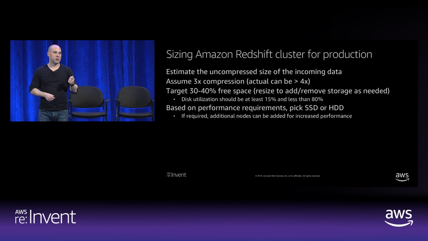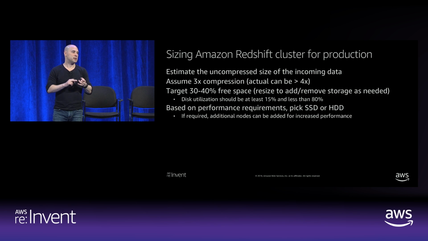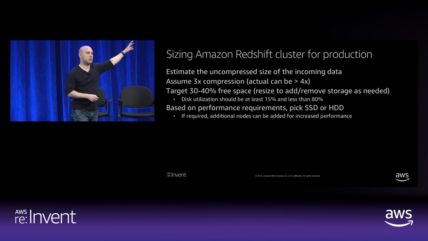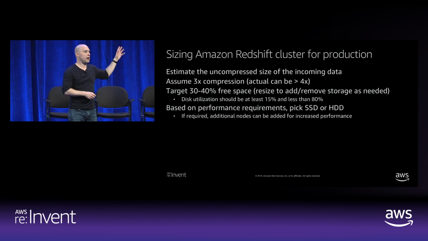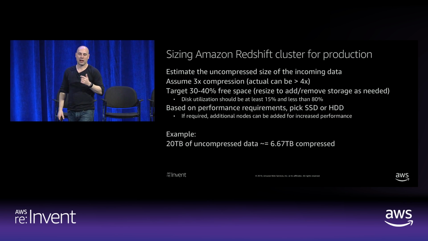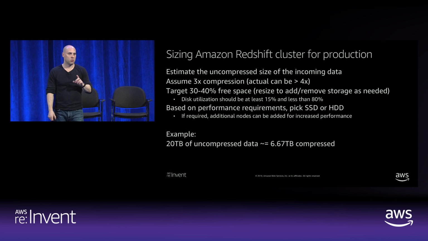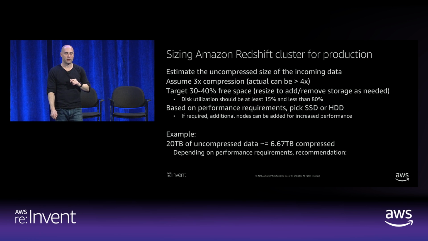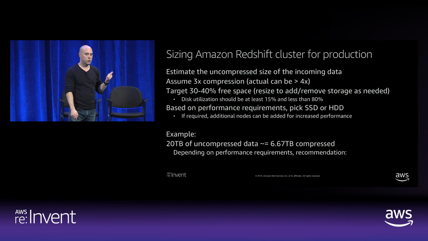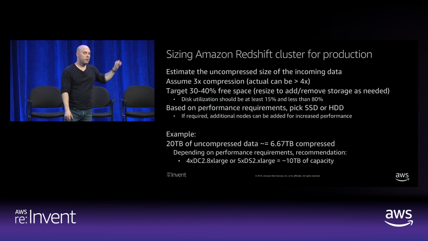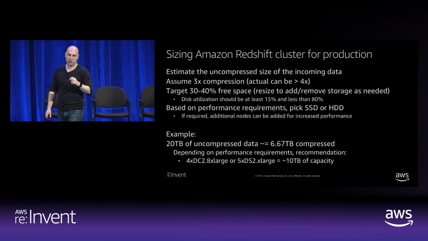Then, based on your performance requirements, you're going to pick either the magnetic disks or the SSDs. If you really need high performance, pick SSDs; otherwise, magnetic disks. We always size Redshift by the amount of data that you have and pick the appropriate platform. As an example, say I have 20 terabytes of uncompressed data. We'll assume that's going to be about 6.7 terabytes after factoring in compression. Then depending on your performance requirements, we're either going to pick 4 of those DC2 8XLs or 5 of our DS2 extra large nodes.